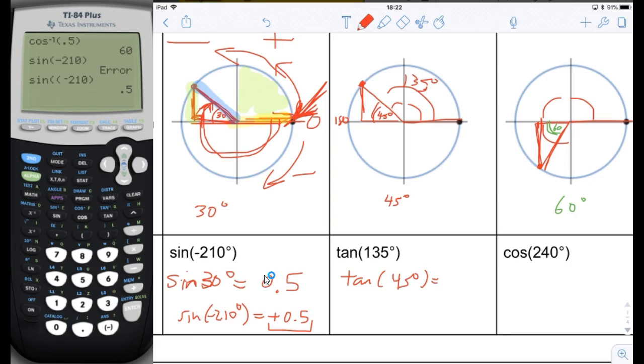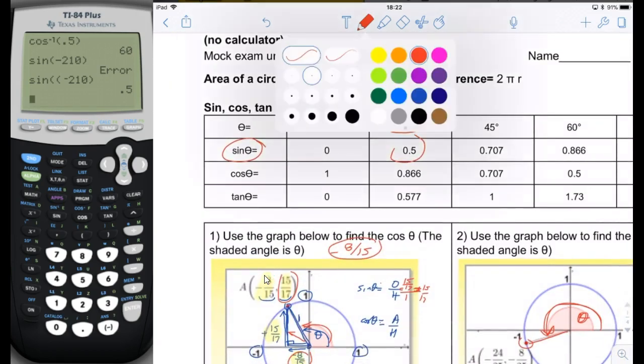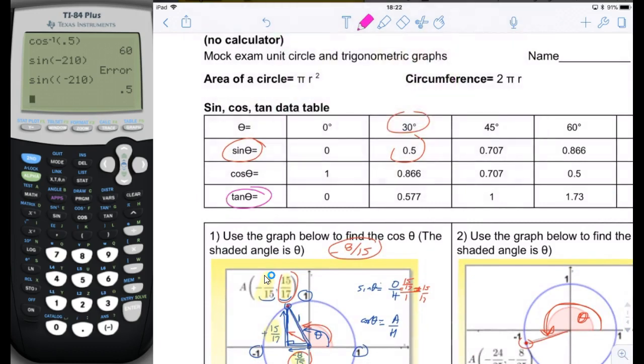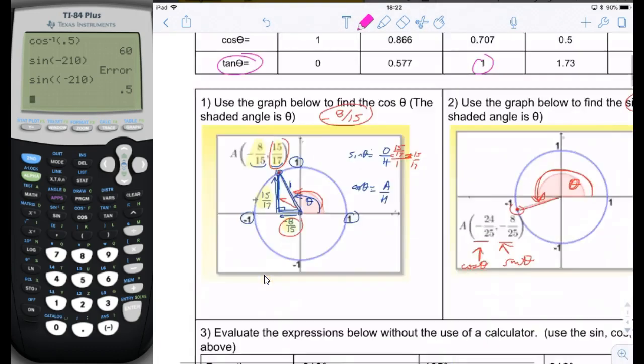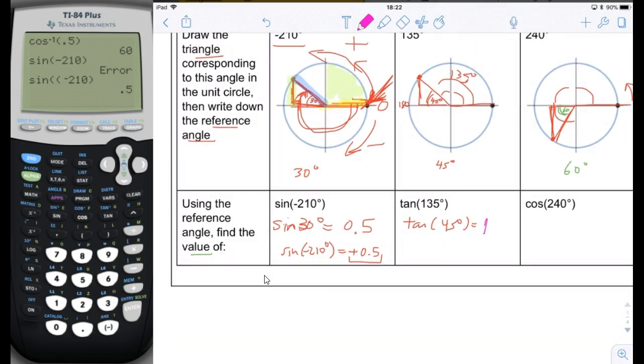So tangent of 45 degrees, let's see what that is. Tangent of 45 degrees is 1. So we're going to put 1 here, okay? And if tangent of 45 degrees equals 1, that means the tangent of 135 degrees might be equal to 1 or something related to 1, okay? So let's take a look at the triangle.